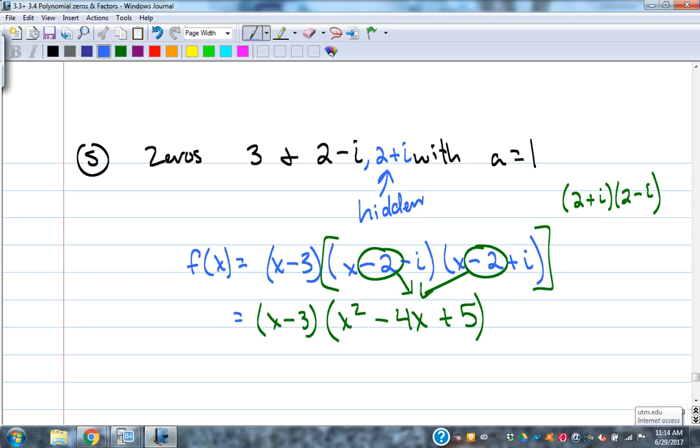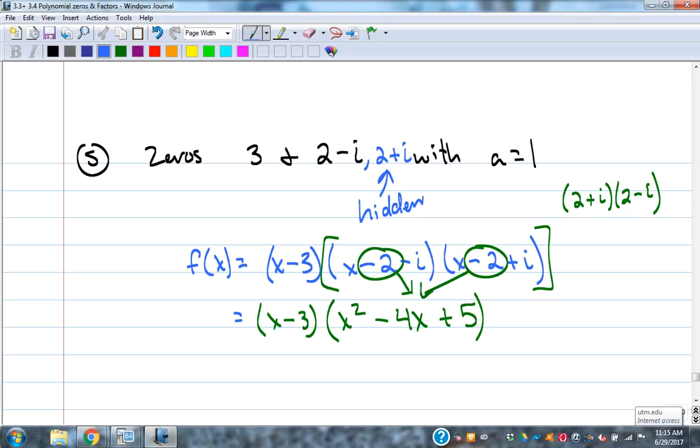If you forget the shortcut or can't figure that out, you can just multiply x times all those pieces, and then negative 2 times all those pieces, and then negative i times all those pieces, and then simplify. And it turns out to be the same. That's the beautiful part about the shortcuts. It works out to be the same. That's why it's a shortcut. If it didn't work out to be the same, it's not a shortcut. It's a U-turn. All right.